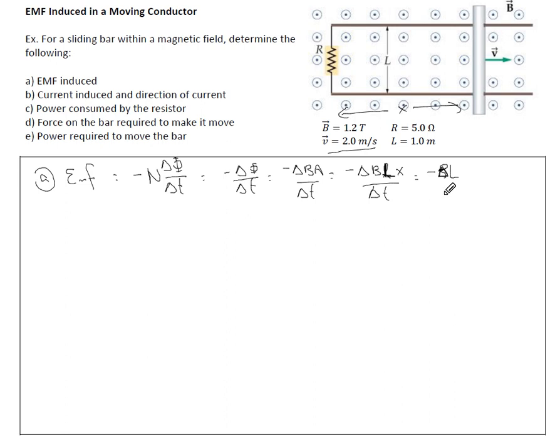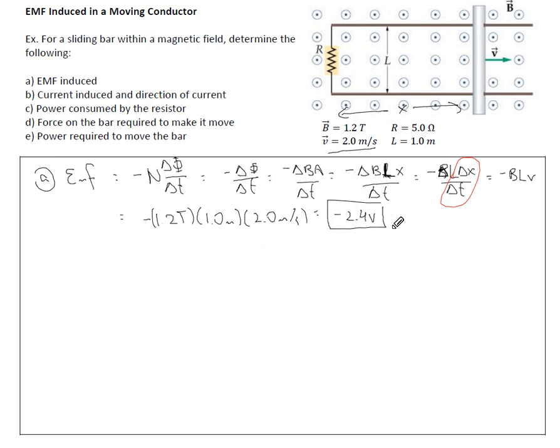So if I rewrite this as negative B L delta X over delta T, because delta X is what's changing, we can look at this and say, what is X over T? X over T is just velocity. So we get negative BLV. If we plug in these numbers, we get negative 1.2 teslas multiplied by 1.0 meters for L and 2.0 meters per second for velocity. We get a value of negative 2.4 volts.